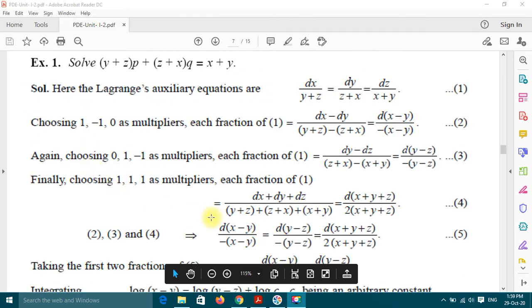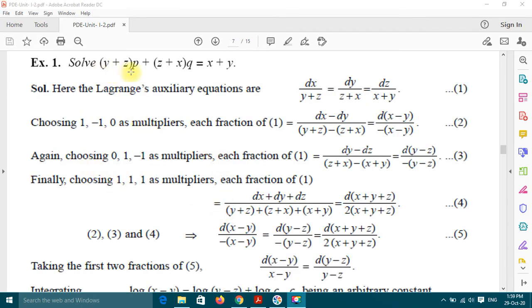Now we come to the problem. Our problem is (y + z)p + (z + x)q = x + y. Here Pp + Qq = R, so the differential equation is in Lagrange's form. So capital P is y + z, capital Q is z + x, capital R is x + y.